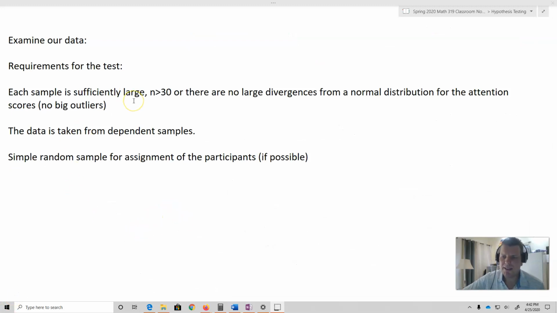When we examine our data, we're going to look for the requirements of this test. Each sample is sufficiently large, our before and our after. They're going to be the same size because they're matched or paired. So our sample size has to be big enough, greater than 30, or there are no large divergences in the differences. So we don't see any huge outlier differences; they all are pretty consistent. The data is taken from dependent samples, so we need to make sure that's the case, or else we can't run a matched pairs test, and a simple random sample for assignment of the participants. That's one of those general things where we make sure we don't have any real bias or lack of representativeness inside of our samples.